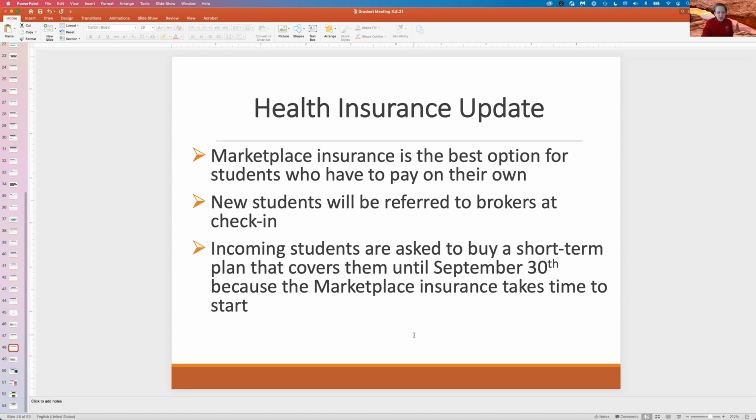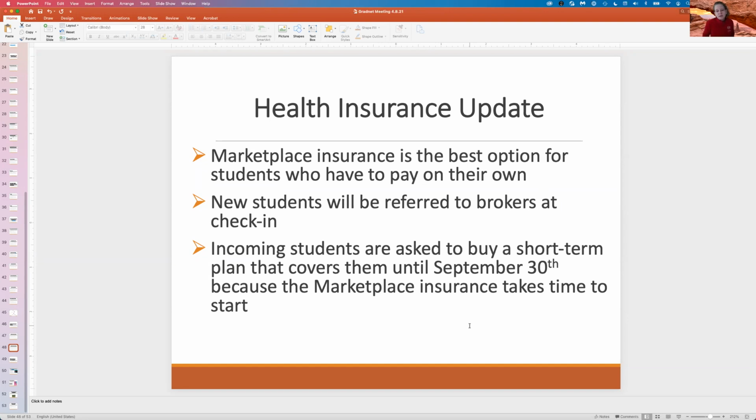We find out from check-in whether or not they need insurance, and then we recommend insurance. We ask them to buy a short-term travel plan, especially now during COVID, while they're en route and until their marketplace insurance or whatever insurance they buy takes effect. They need to have some insurance that will cover them. This is in their arrival materials. We also cover it in the pre-arrival orientation, and then we help them sign up. They're asked to buy a short-term Travel Med plan that will go until September 30th because the marketplace insurance takes time to kick in.